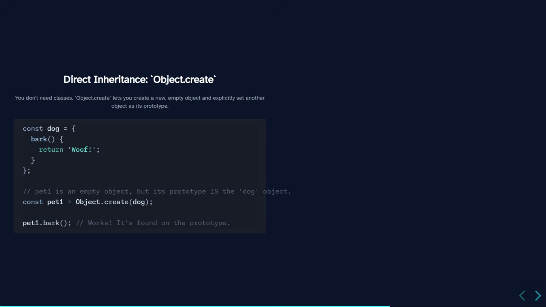You don't even need classes to use this pattern. The Object.create method gives you direct control. Here we have a simple object, dog, with a bark method. We can then create a new completely empty object called pet1 and explicitly tell JavaScript that its prototype should be the dog object. Pet1 has no properties of its own, but because of the prototype link, it can still bark.